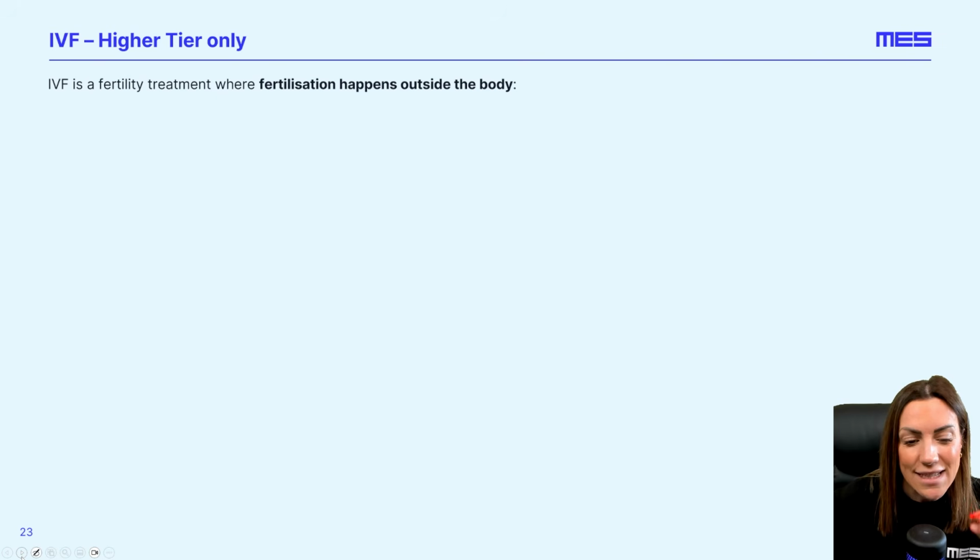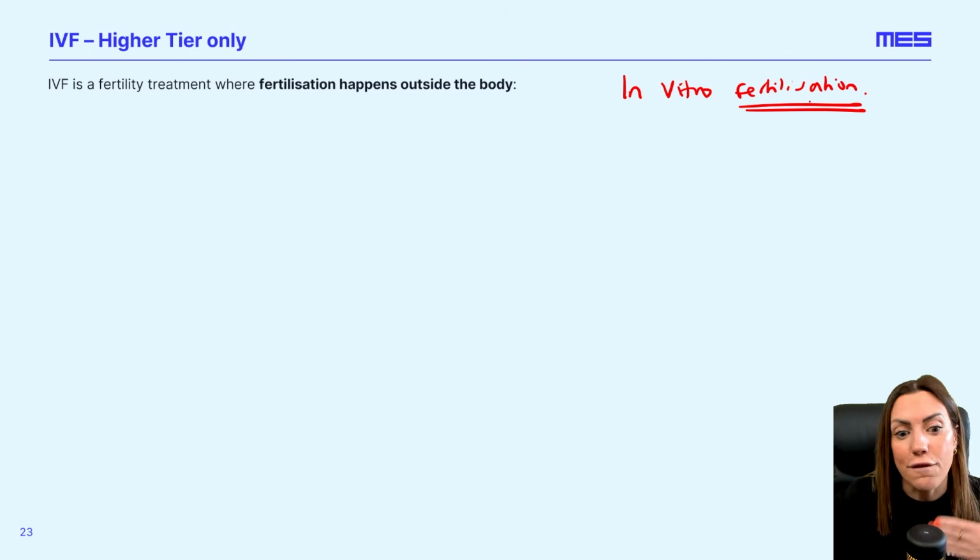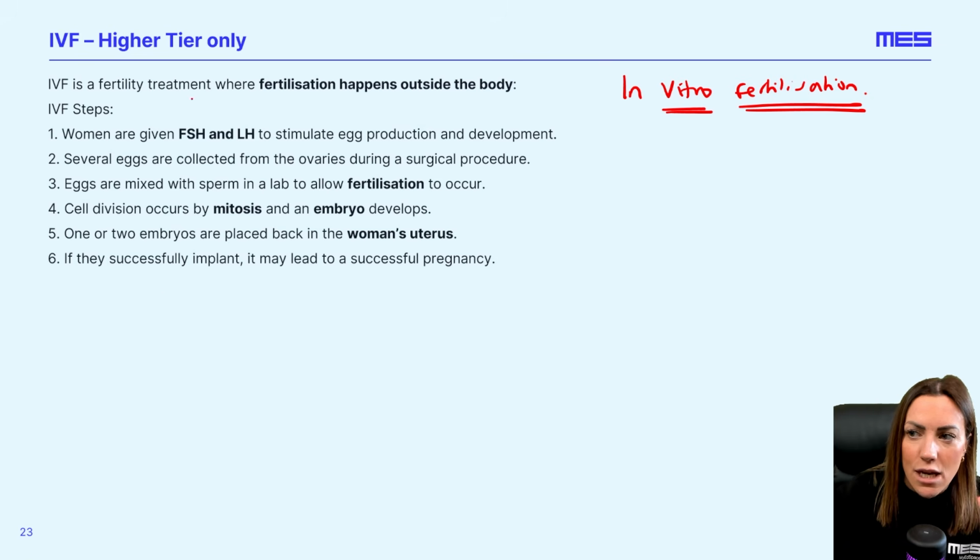Let's look at IVF. This again is higher tier only. This is a fertility treatment where fertilization happens outside the body. It stands for in vitro fertilization, which means fertilization or the fusion of the egg and the sperm cell is occurring outside of the body in a test tube, in a petri dish, in the laboratory. So let's go through the steps. So the woman would first be given injections of the hormones FSH and LH because this is obviously going to stimulate egg production, make sure that the egg cells are fully matured and ready for ovulation.